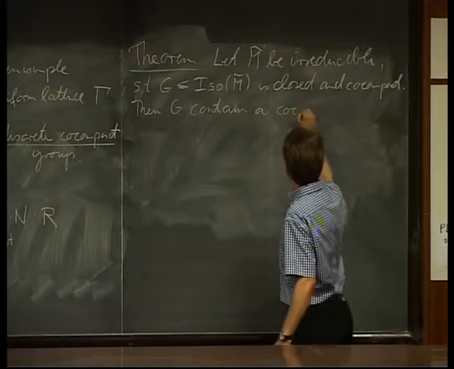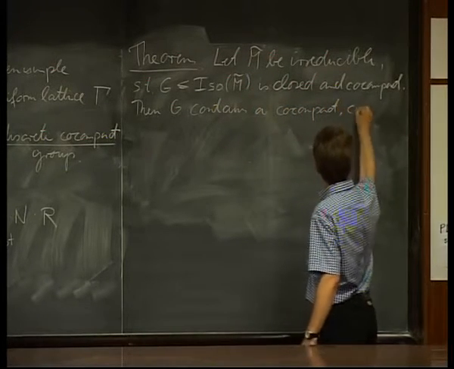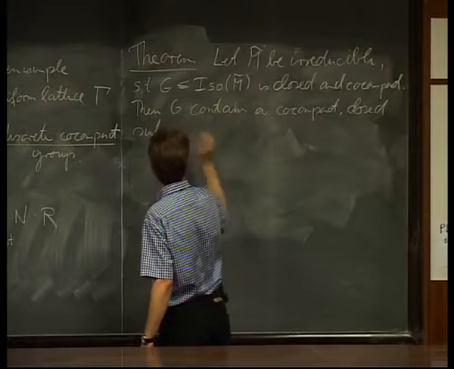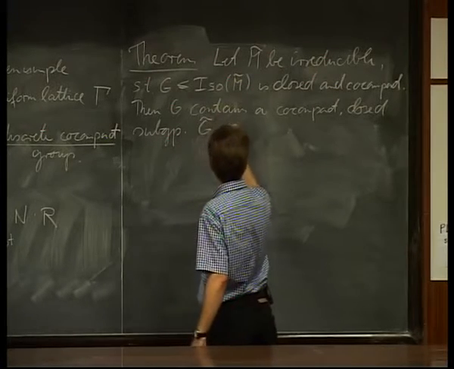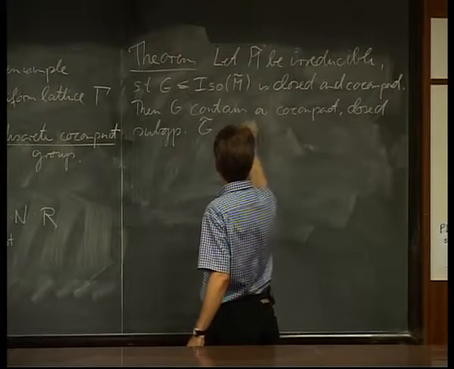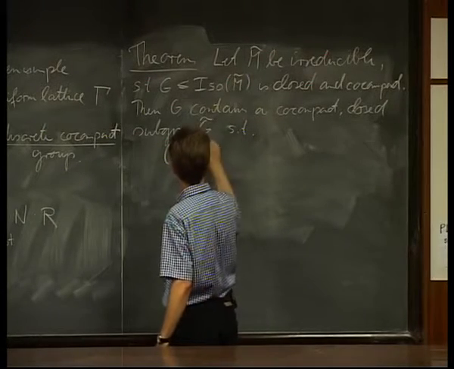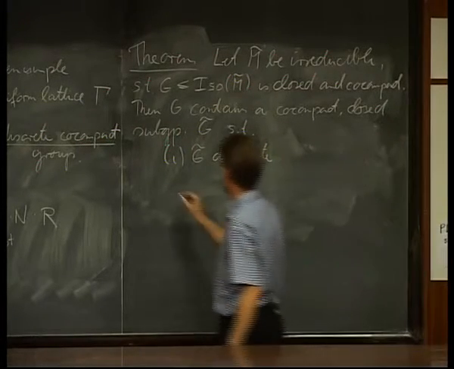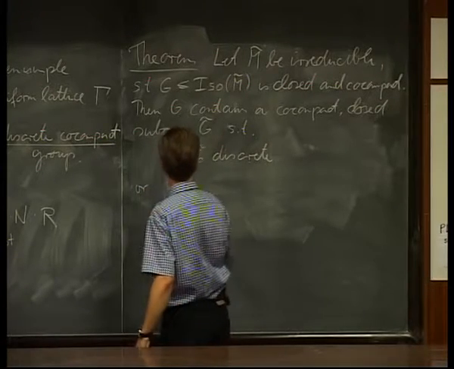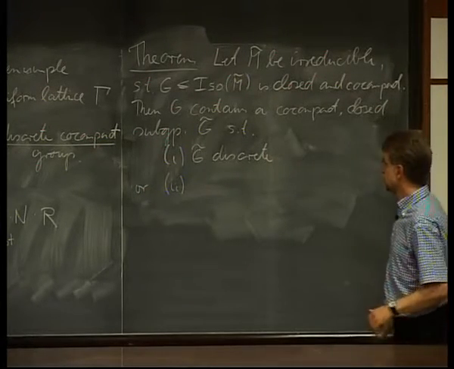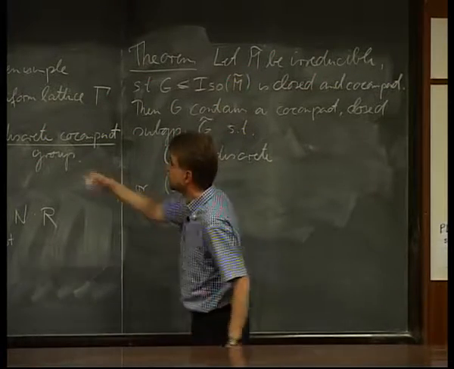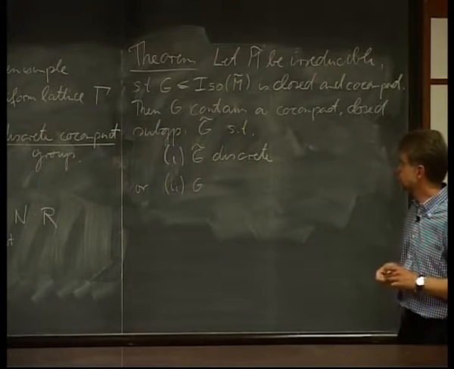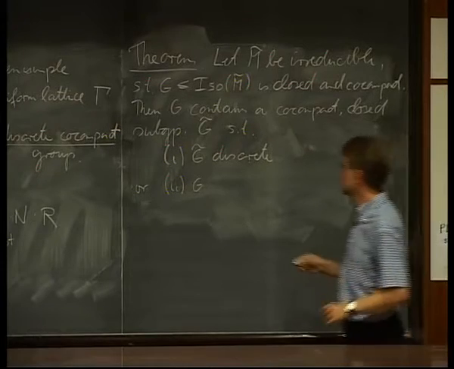a co-compact closed subgroup G tilde, which satisfies one of the following. G tilde may be discrete, or it may be almost discrete. So now we're in case 3b, so now I'll assume that the connected component of G is solvable.